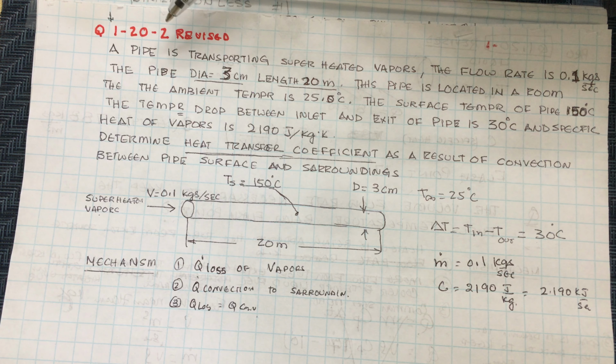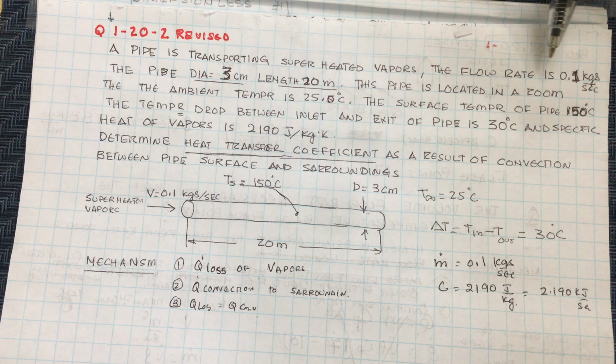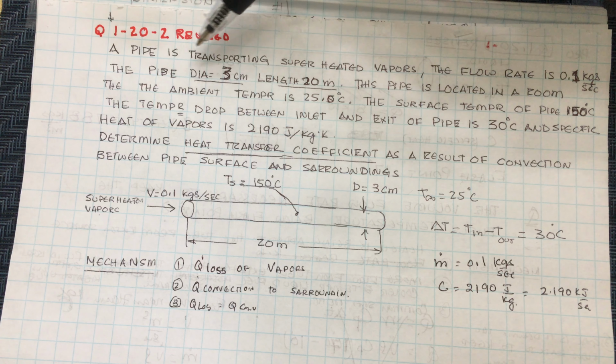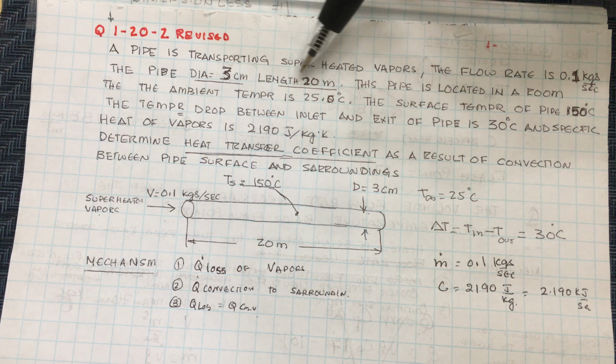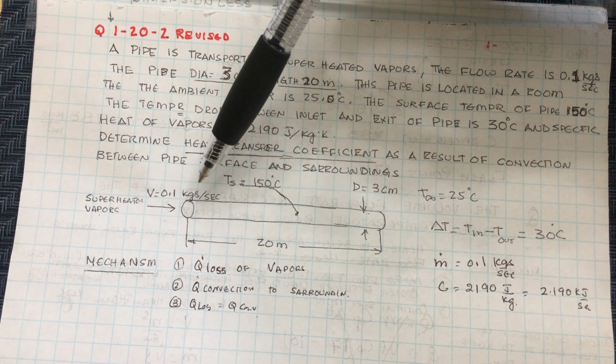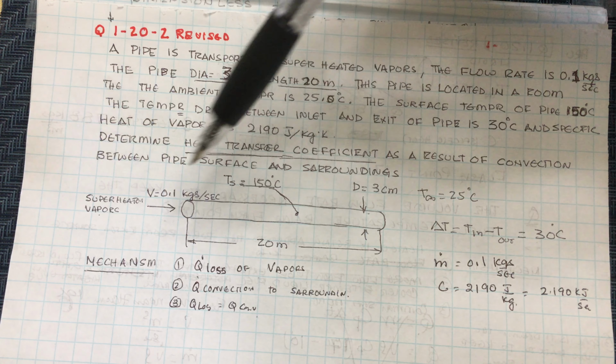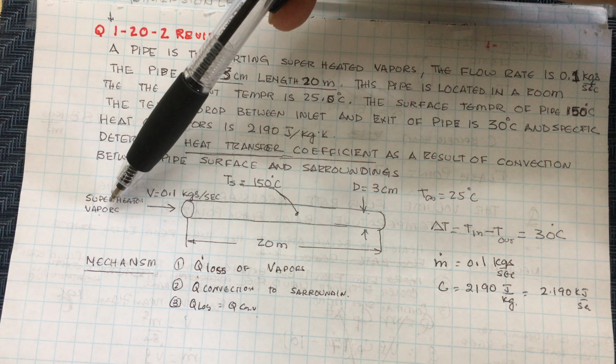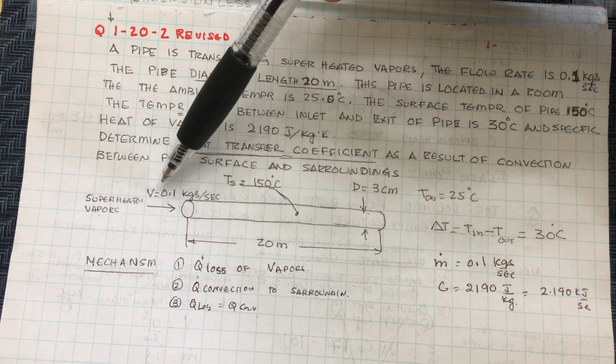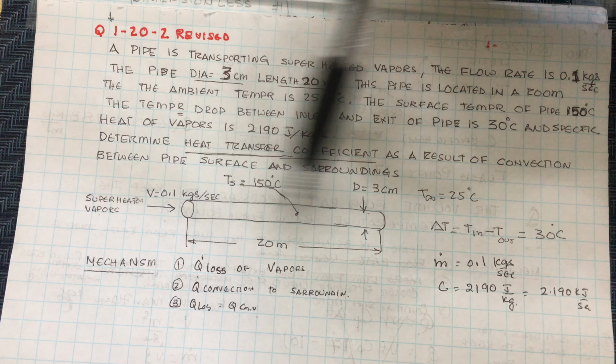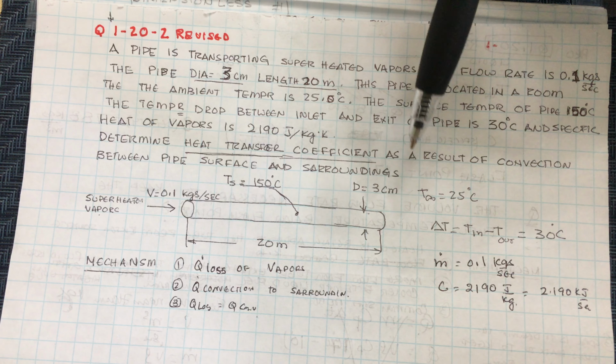The problem statement is a pipe transporting superheated vapors. The flow rate is given to be 0.1 kilograms per second. The pipe diameter is 3 centimeters and length is 20 meters. So the physical dimensions are given. We know the superheated vapor is entering at 0.1 kg per second and exiting from the other end.